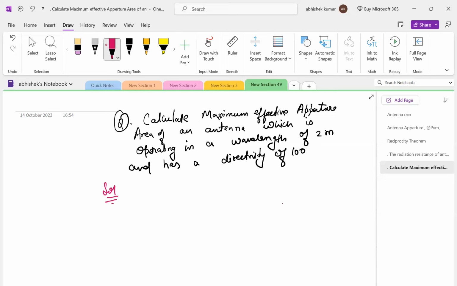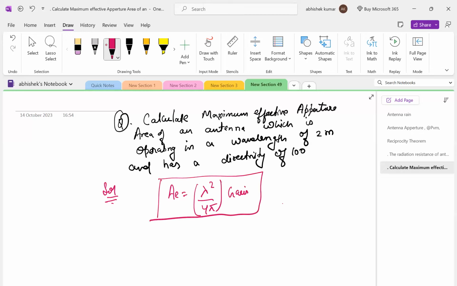What are the formulas again for aperture? I have given you formulas earlier: aperture area is lambda square by 4 pi into gain. Suppose efficiency is not given, then you can use the formula directly with gain. You can assume that efficiency is 100% and gain equals directivity, because they are asking for maximum effective aperture area. So for maximum effective aperture area, gain will be equal to directivity of that antenna. Any doubt? No. So can you find it?